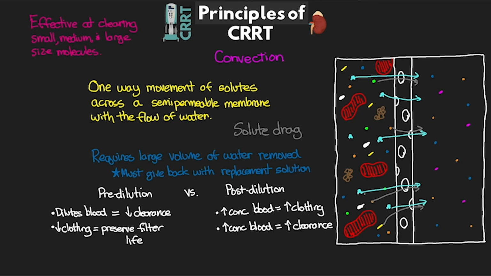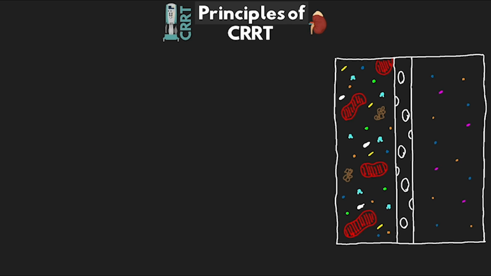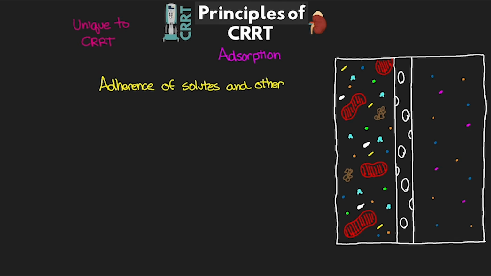Alright, so hopefully that made sense with convection, and you can see how it's tied to the other principle of ultrafiltration. And then finally, the last principle I want to talk about here is something we call adsorption. Adsorption is one of the unique properties of CRRT that we don't fully get with intermittent hemodialysis. Essentially, it's the adherence of solutes and other biological matter to the surface of the membrane.